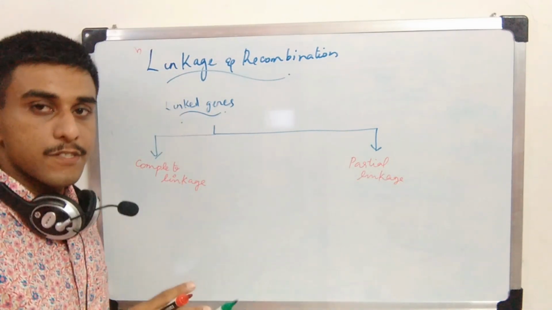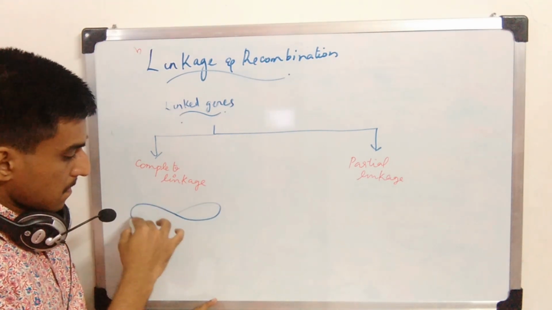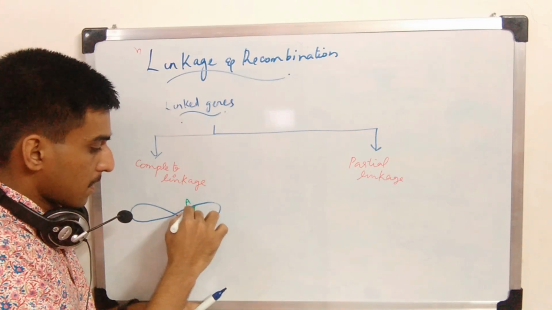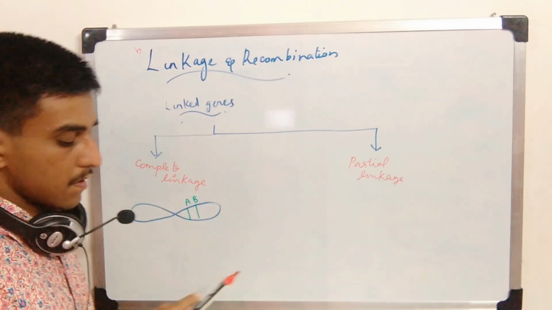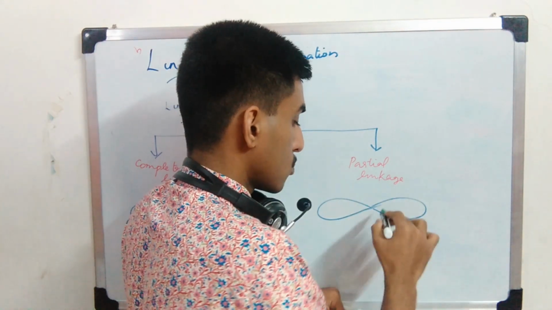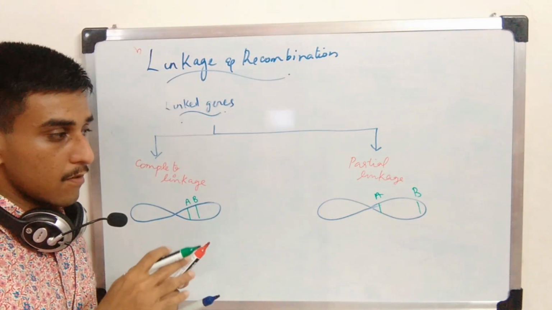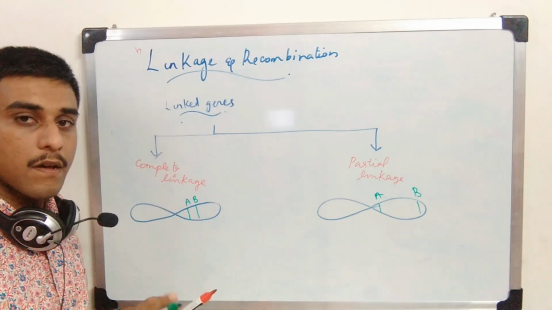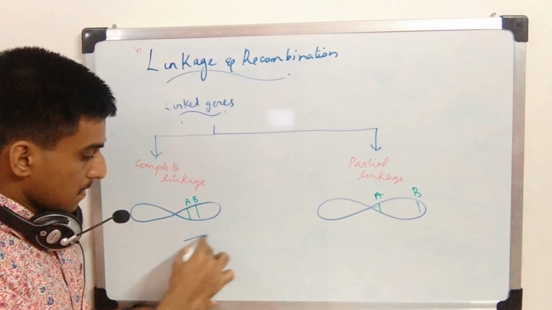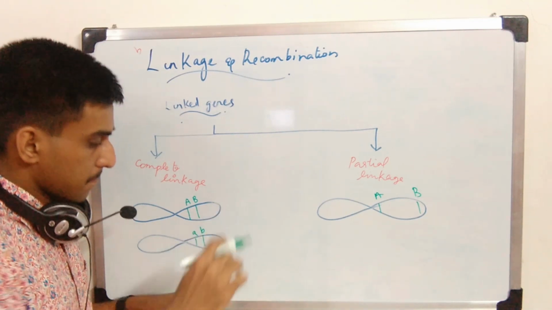What do you mean by complete linkage? So I am here drawing a chromosome. Two genes are in very close proximity. Here, in partial linkage, I am drawing two genes, gene A, gene B. These genes are in a very far proximity, or they are very far. Okay. So I am drawing its homologous chromosome, with alleles A, B.